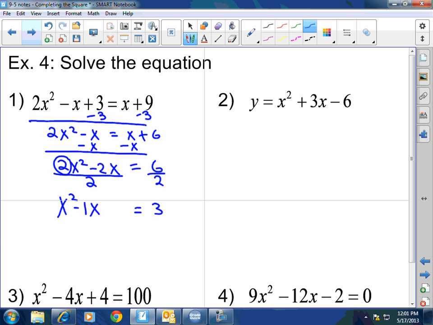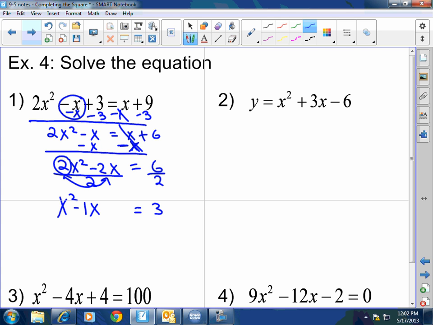Subtract an x? Son, 2 divided by 2 is x squared. Negative 2 divided by 2 is 1. I subtracted this x, son, from here. I subtracted this x. Negative x minus x is negative 2x. Any other questions on this? Thank you for your honesty.